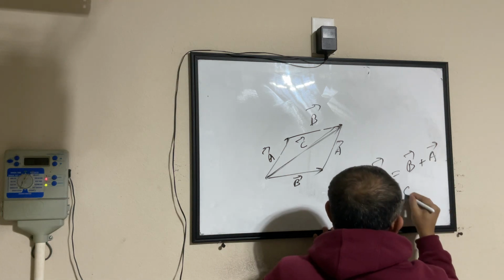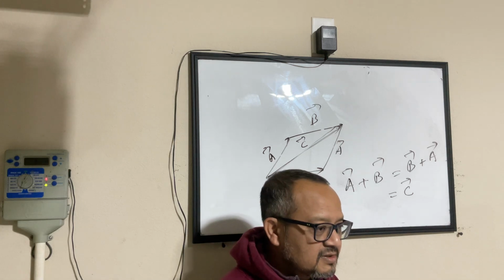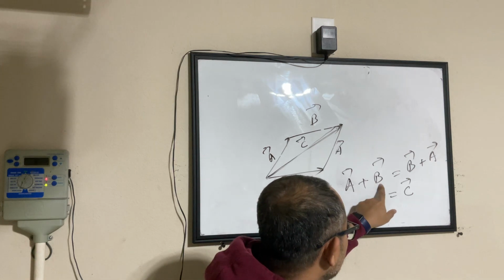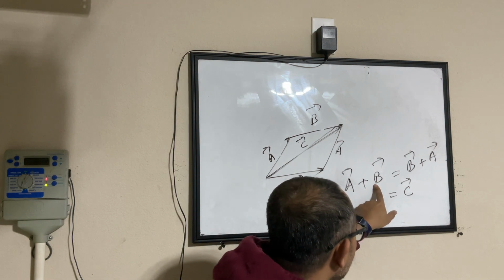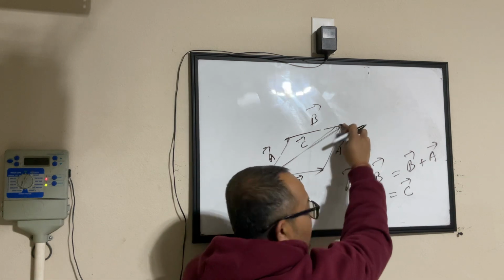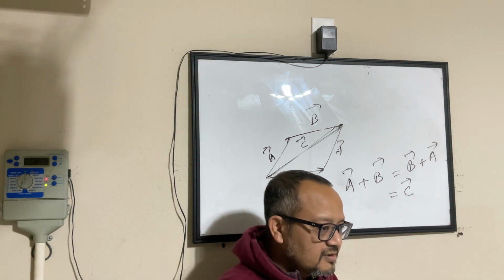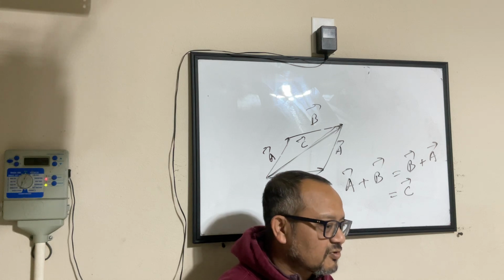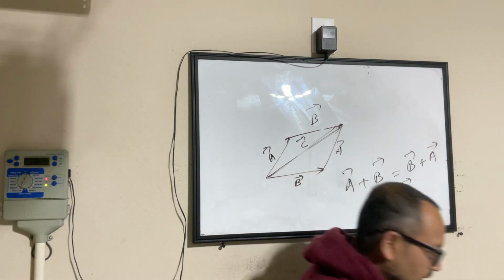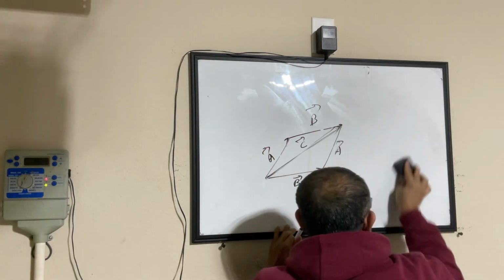both give you the same resulting vector C, which is nothing but the diagonal of this parallelogram that you can visualize. A connected to B, A's head connected to B's tail, or B's head connected to A's tail. Both give you the same resulting vector C, which is the diagonal of the parallelogram that you can visualize here. Somewhat okay to believe? Yeah? Okay. Now, the same parallelogram rule comes into existence for subtraction also.